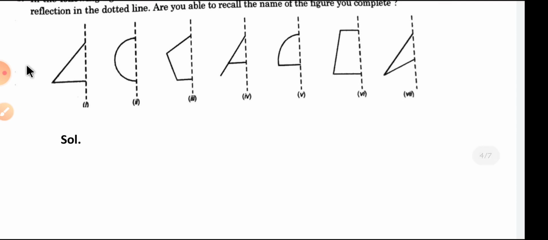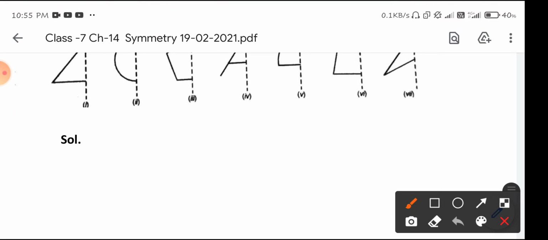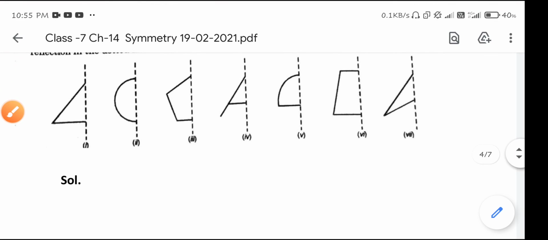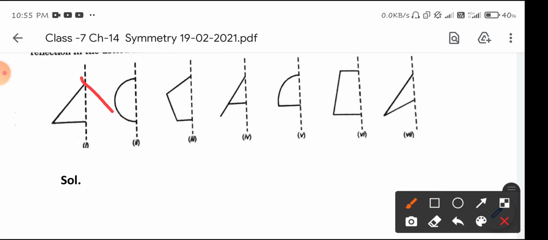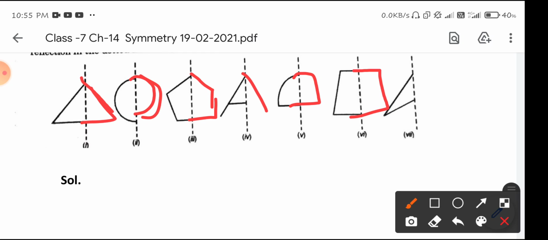So first one, if mirror line is given, if you see this figure in the mirror, how will it look? It's opposite, and it will be like this, it will be changed only opposite. Then this one and like this, so it will be seen in the mirror line.